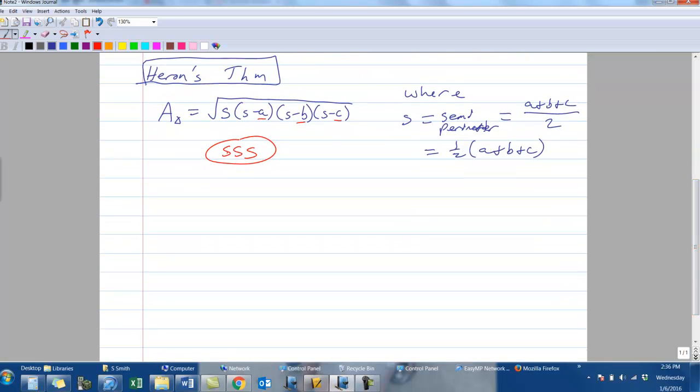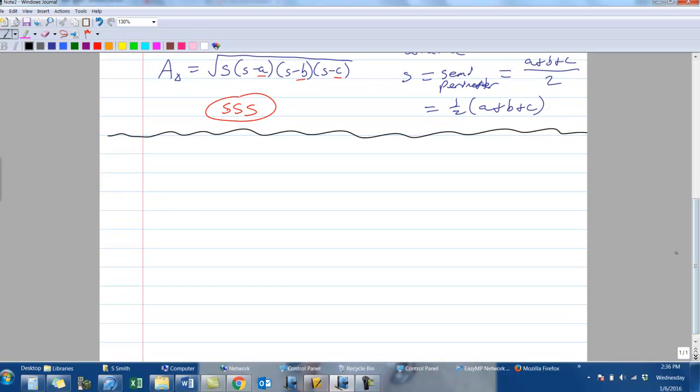All right, so those are 2 tools that we have to find the area of a triangle when we don't have the base and the height. So let's do a couple of examples here. The first example we're going to do is we're going to draw a triangle. We're going to call these angles A, B, and C. And angle B is 36. Side C is going to be 7. And side A is going to be 10.